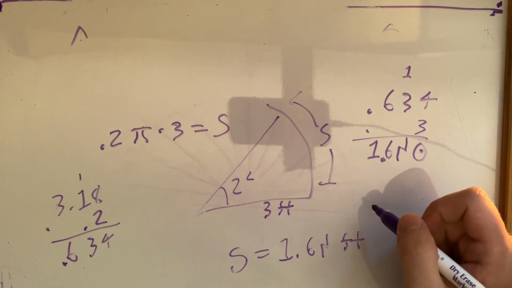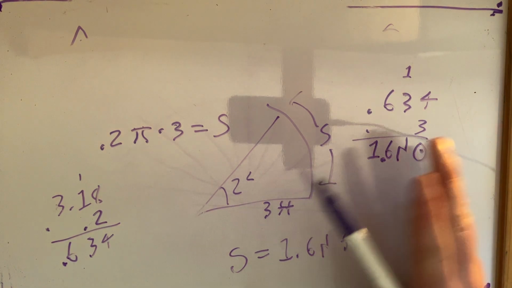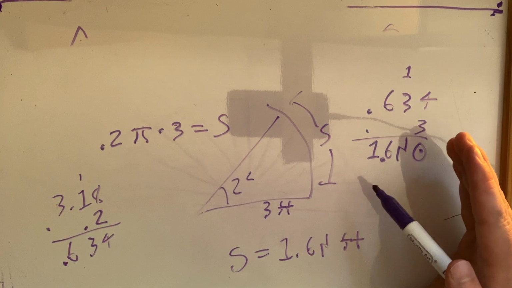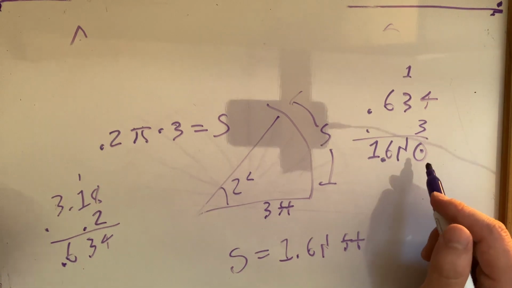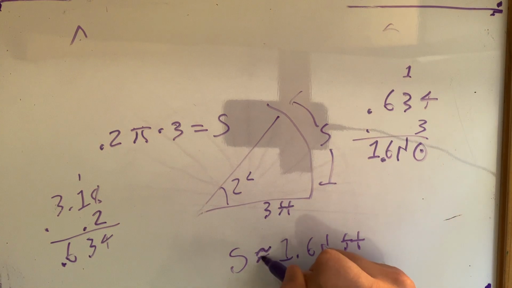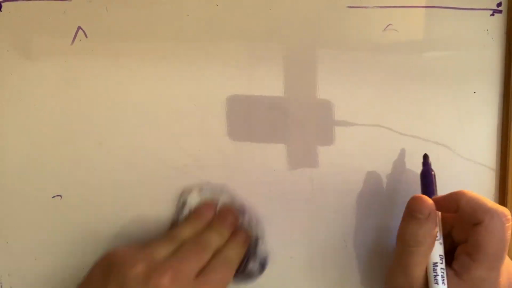If you're not familiar with all this, it may seem complicated, but if you're familiar with finding arc lengths of circular sectors, you know that this simplified things a great deal. I should put an approximately sign right there. Okay, and then guess what else?